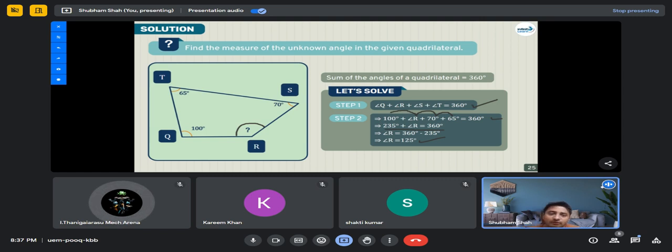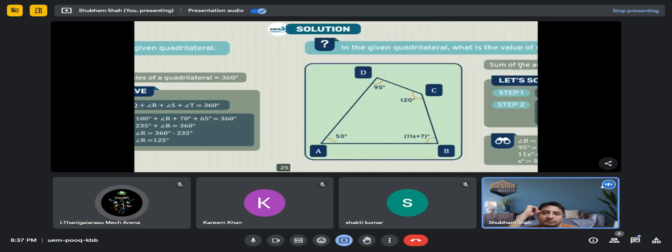Just write down the question in your copy for your reference purpose. Write down this question in your copy, okay, with all the given values. Okay, good. Moving on to the next one.